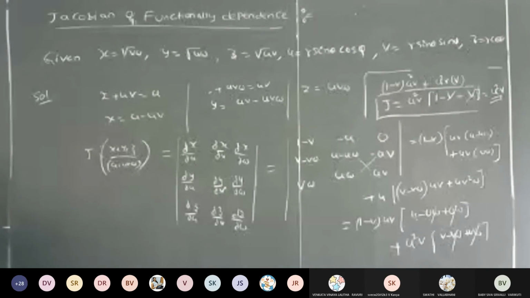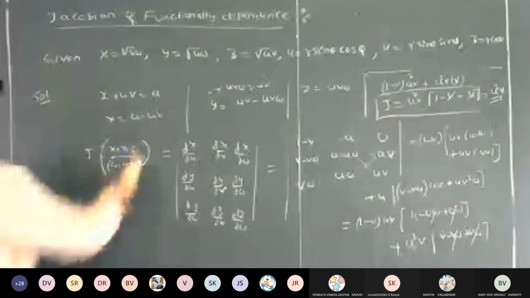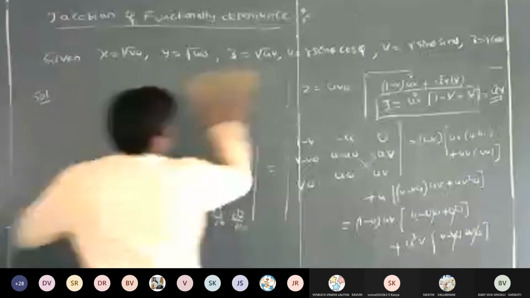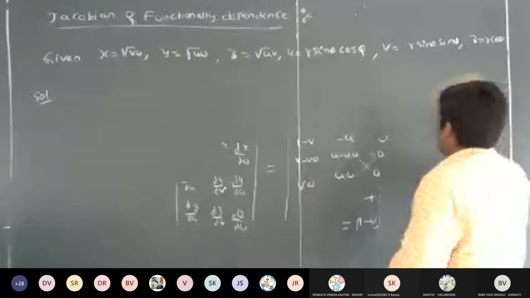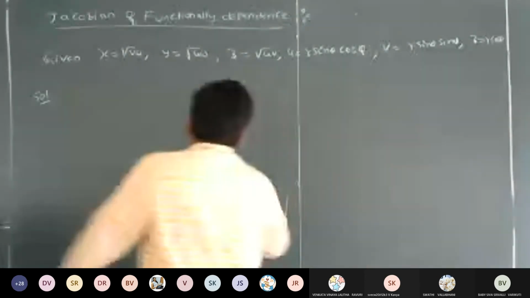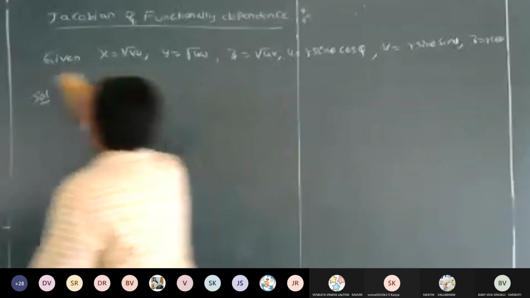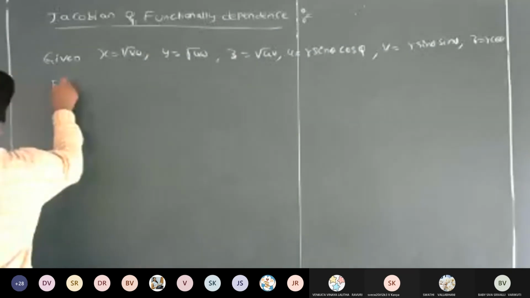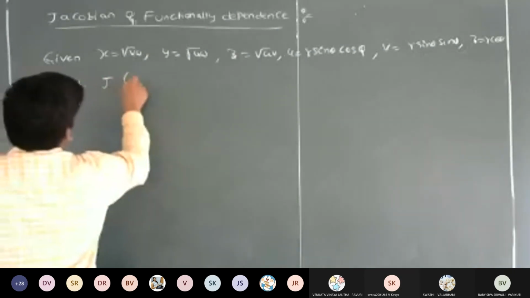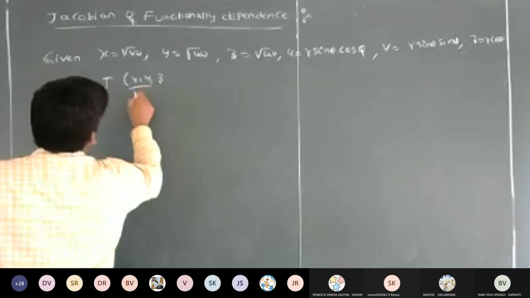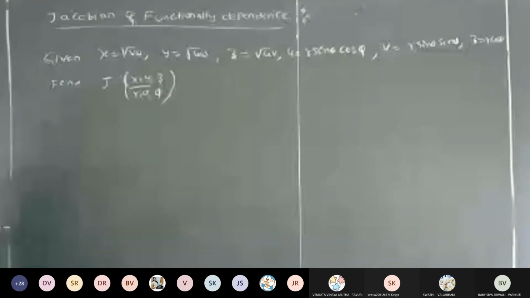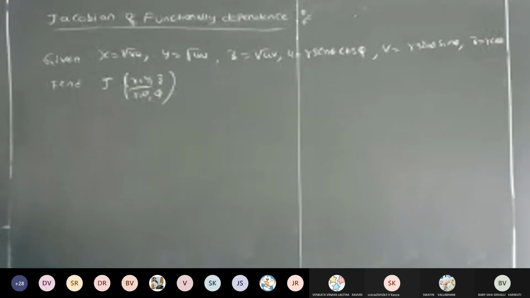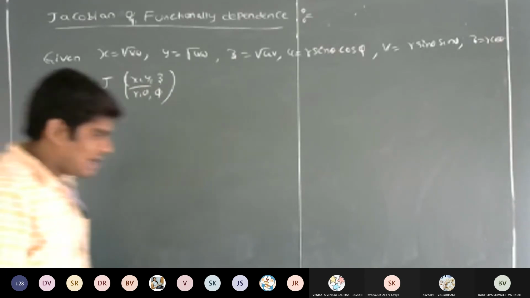What are u, v, w? Spherical coordinates. So already we have calculated the Jacobian for these coordinates, right? So now calculate the Jacobian of x, y, z by r, theta, phi.